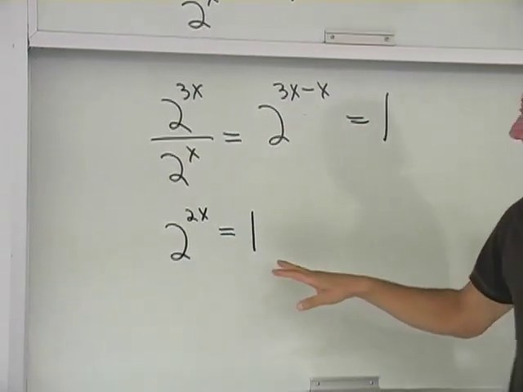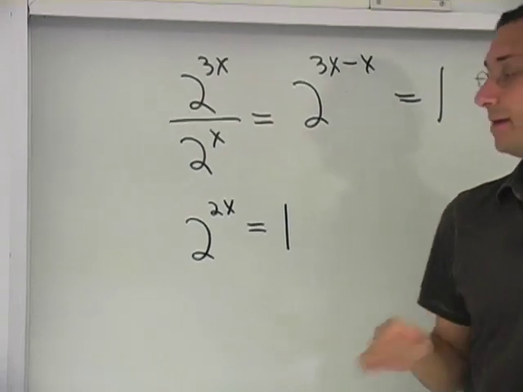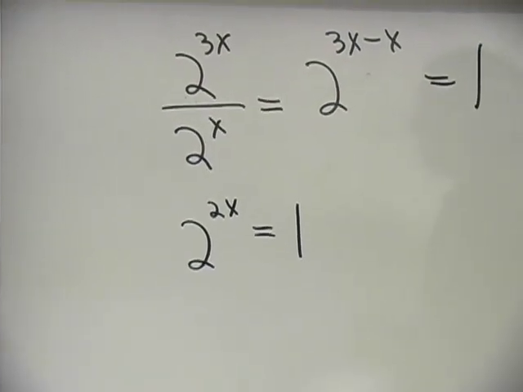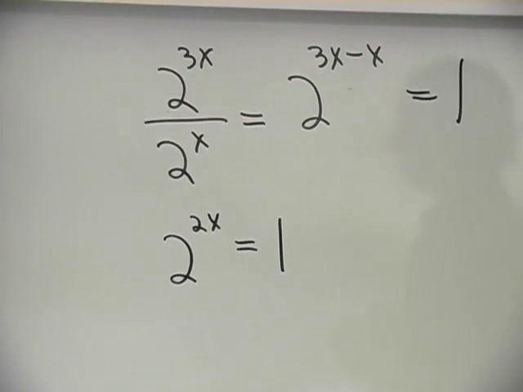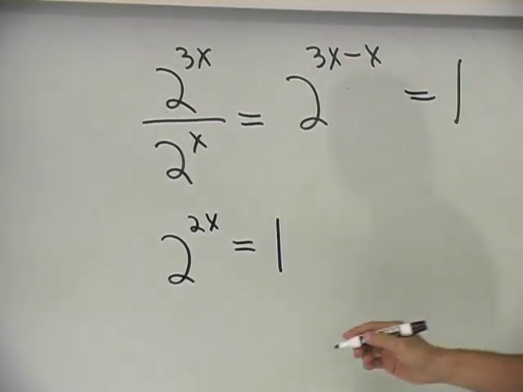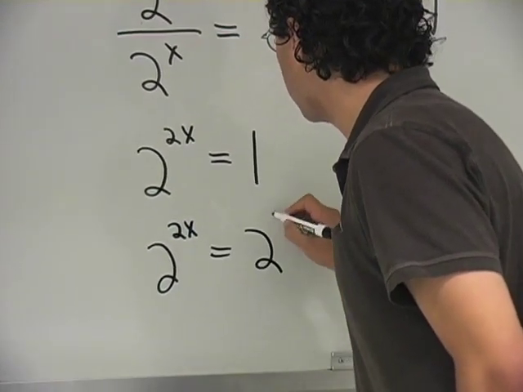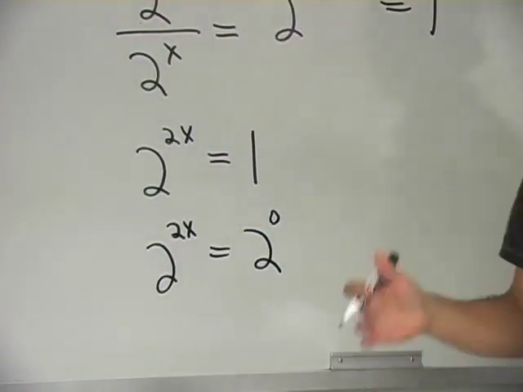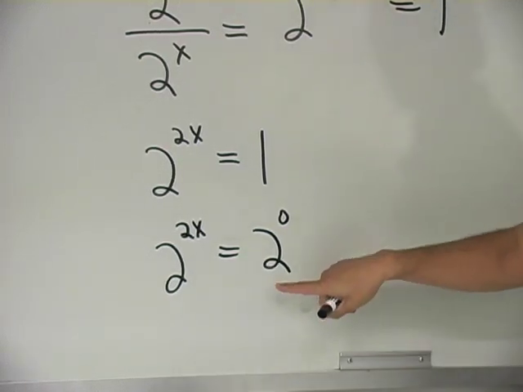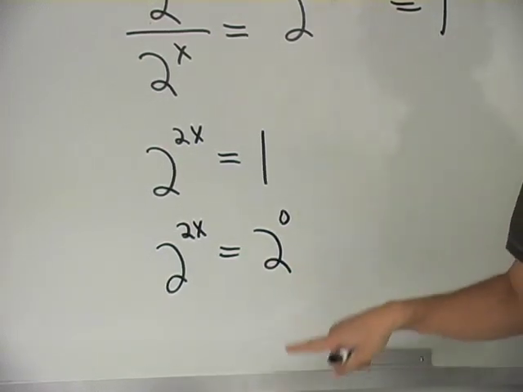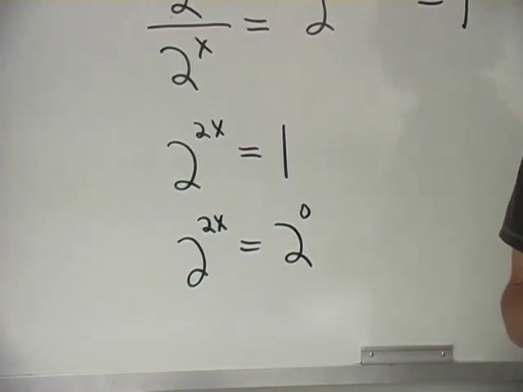Well, I haven't dealt with the right-hand side yet, so let's take care of it now. Can we rewrite 1 with 2 in the base? Well, this is where you have to know that exponential property, which says that 1 is the same thing as 2 to the 0, or actually 3 to the 0, 4 to the 0, anything to the 0 except for 0 to the 0, which is not defined.